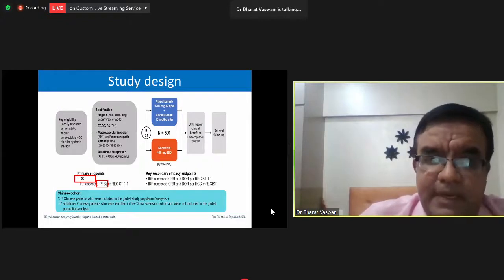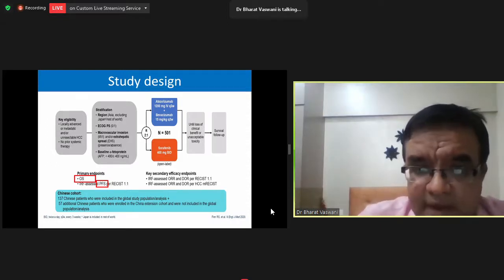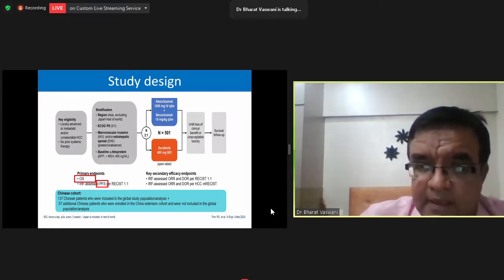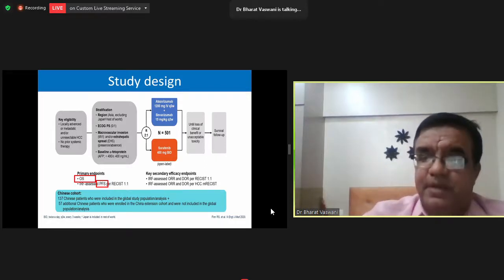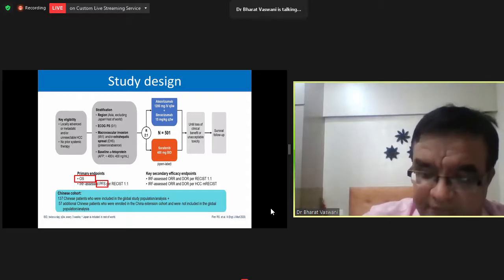Treatment-naive patients with locally advanced Child-Pugh B 15%, BCLC B and BCLC C 85% were randomized to Atezo-Bev in the ratio of 2:1 to sorafenib. This treatment was continued till clinical benefit or unacceptable toxicity. The primary endpoints were overall survival and PFS.